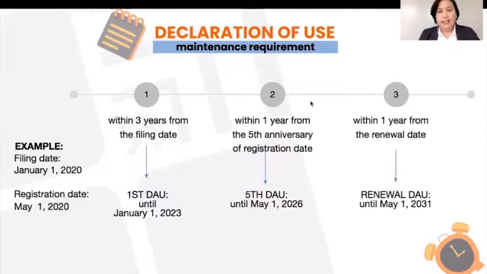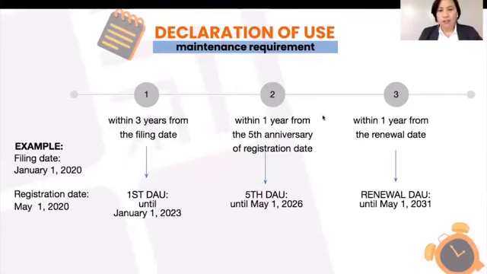Okay, next, the DAU is filed within 1 year from the 5th anniversary of the registration date and within 1 year from the renewal date. Okay, let's have an example. For example, your application has been filed on January 1, 2020 and has been registered on May 1, 2020. If we are to strictly follow this within 3 years from the filing date, the first DAU will have to be filed until January 1, 2023.